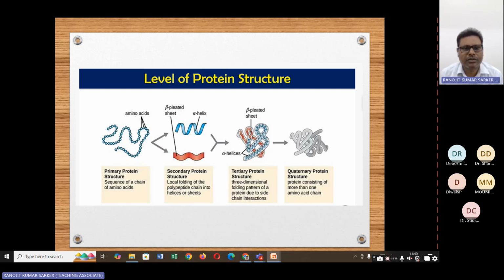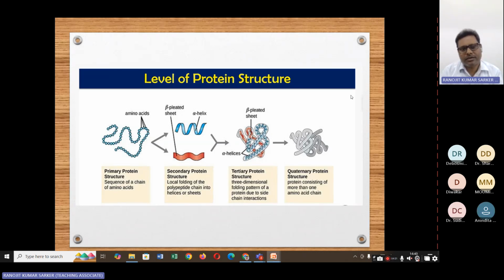Now all of you know that proteins are nothing but a series of amino acids. That means these are polypeptide chains where amino acid residues are joined through peptide bonds. So it has directionality, that is the N-terminus and C-terminus. It has the N-terminus and C-terminus ends.